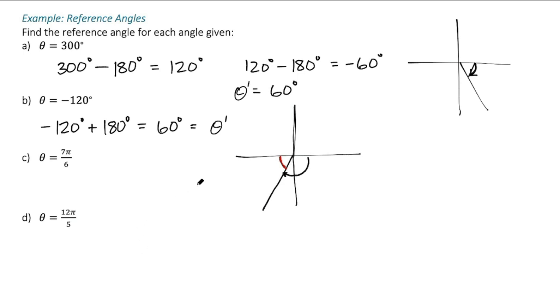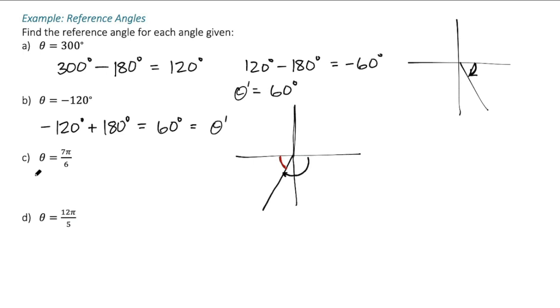Let's go ahead and do this next part, C. We have theta equals 7 pi over 6. This is a radian measurement. So in order to get our reference angle, we're looking for something between 0 and pi over 2 radians. Now, 7 pi over 6 is certainly larger than pi over 2, because 3 pi over 6 would be pi over 2. 3 over 6 is 1/2. So this is larger than an acute angle.